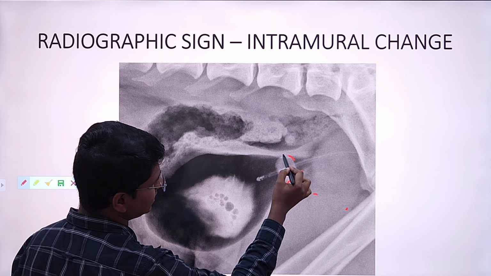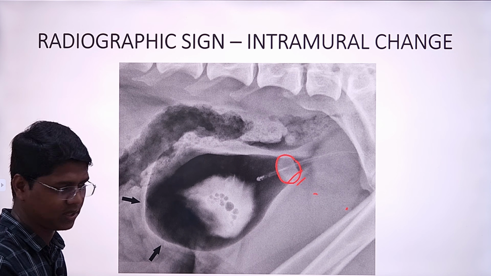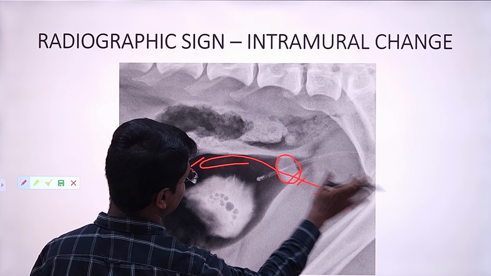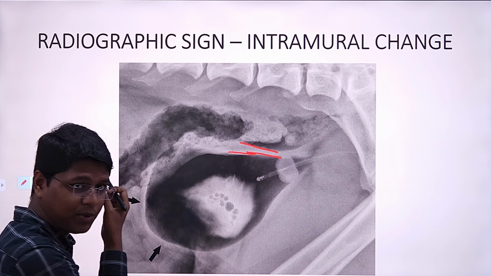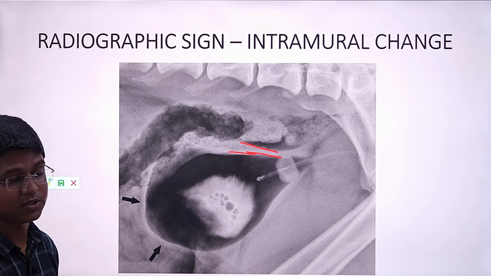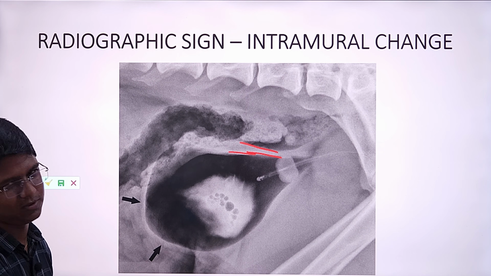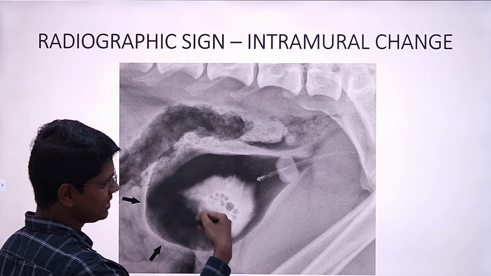Here you see this one. This is basically the cuff of the Foley catheter, not a stone. So you have to see very carefully. Here you see the bladder wall is highly thickened. These are intramural changes seen through this double contrast radiography. Double contrast cystography. Cystography is also radiography. So you can find these changes.